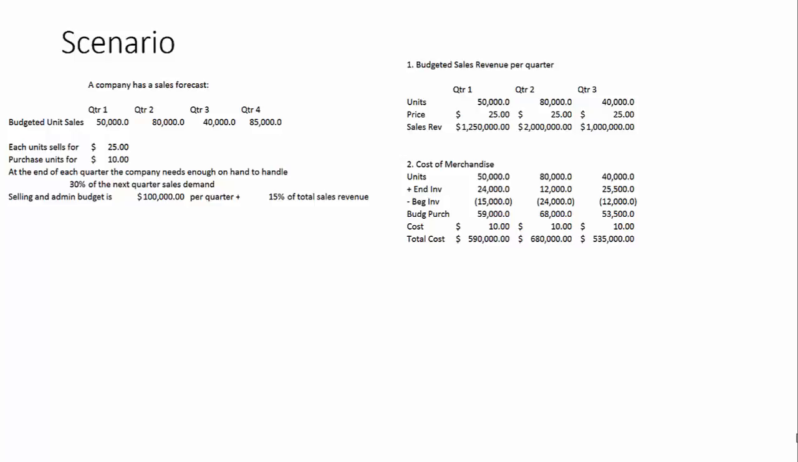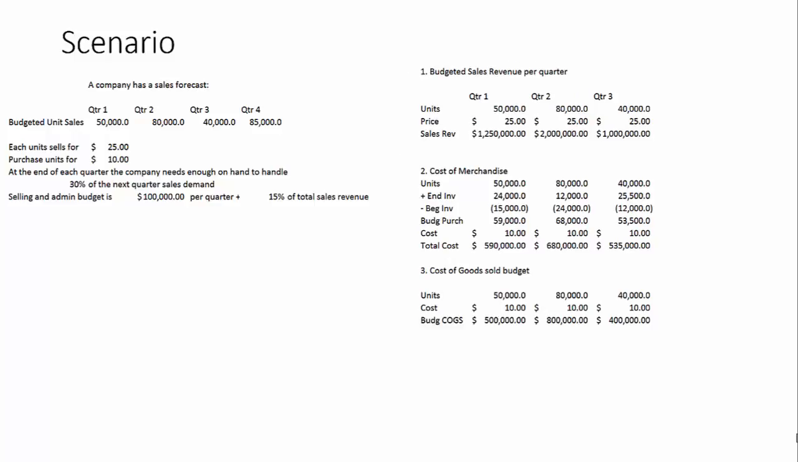So our budgeted purchases would be the 50,000 units plus our ending inventory minus our beginning inventory, and that gives us 59,000 units that we would need to purchase at a cost of $10 per unit. So our total cost of merchandise is $590,000. And then you go through the exact same calculations for quarter 2 and quarter 3.